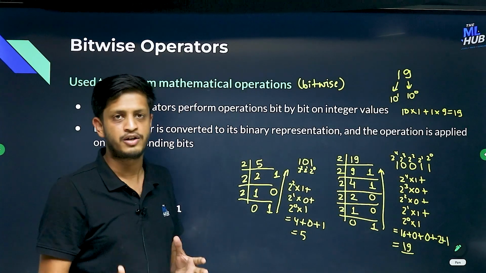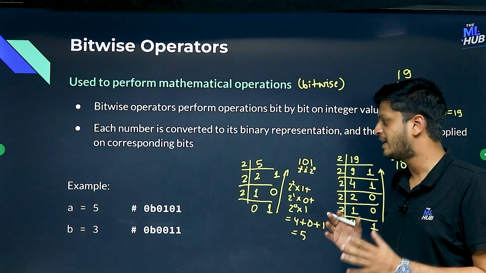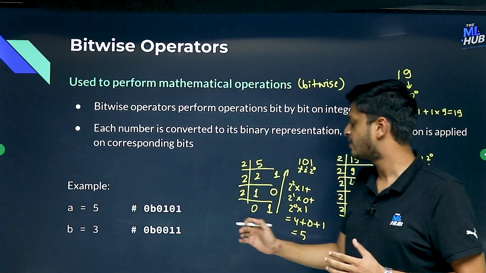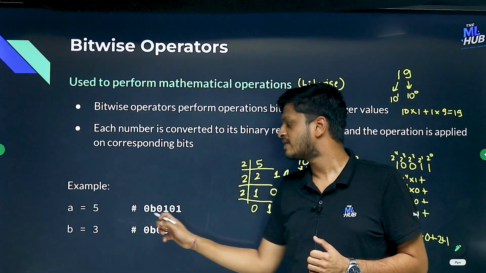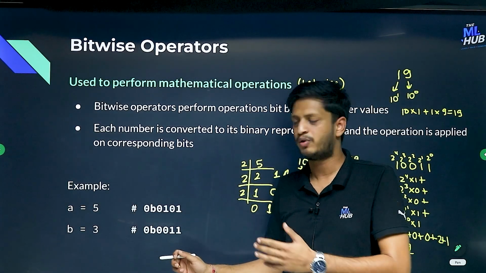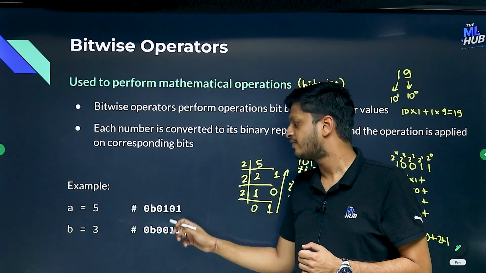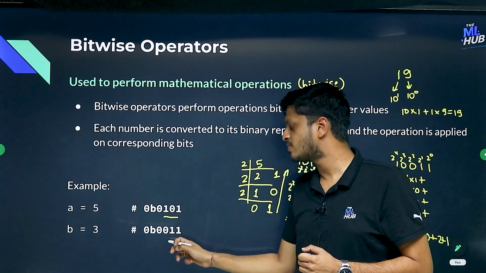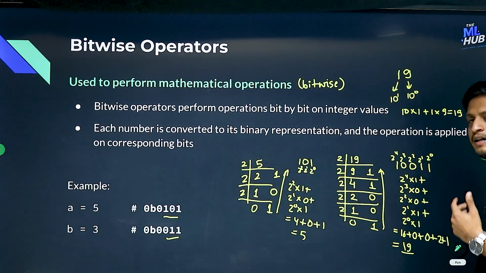Okay, just to give you a short introduction about it. So every number, if you want to perform bitwise operations on it, firstly you will have to convert it into its binary representation. So 5 is nothing but 101. Okay, you can add as many zeros as you want before that. And 3 is what? It is 11. So convert it into its binary first. 5 is 101 and 3 is 11. Okay. Now after that, let's look at the operators.